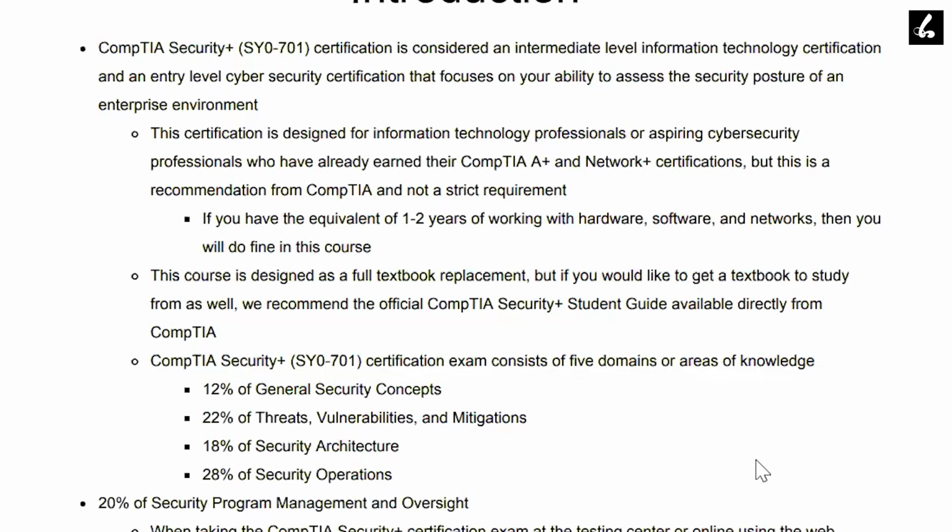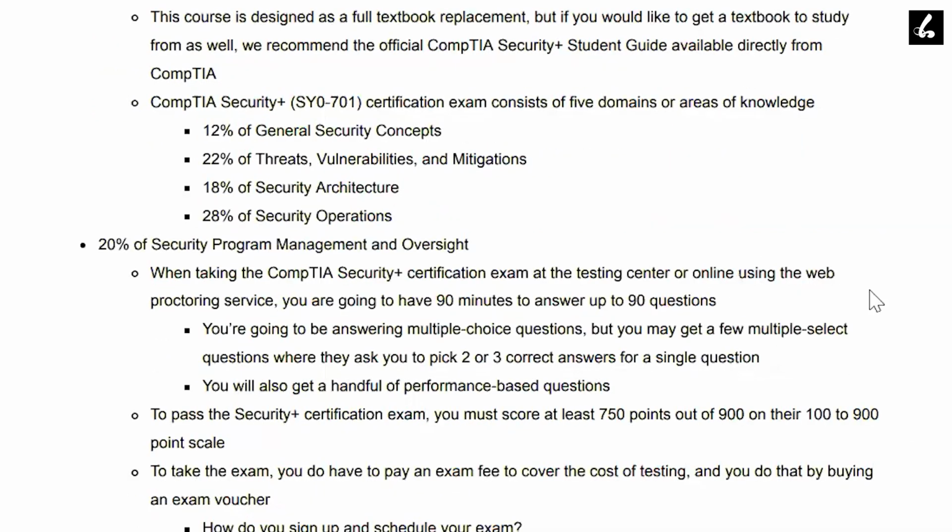And when we're talking about the exam testing center, this service will be a remote proctor. You have 90 minutes to answer 90 questions.